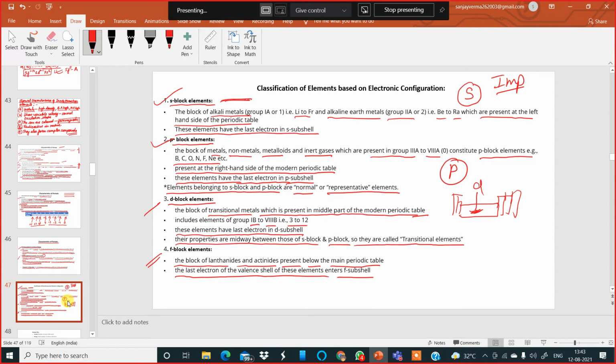The last electron means the last electron of the valence shell. That means the differentiating electron. We are talking about the differentiating electron, that is the last electron entering. Okay. Now, so this was some classification with regard to the different blocks over here.